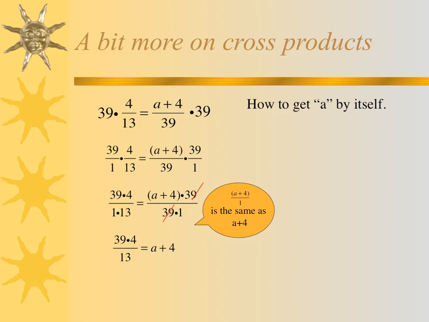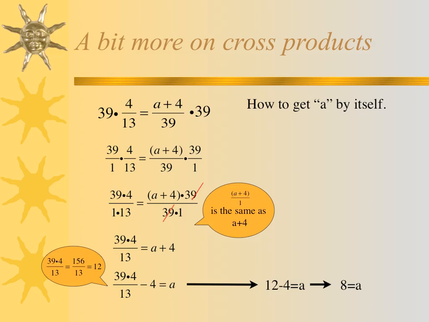Next, I can simplify the left-hand side of this equation. I could do that, but I could also subtract 4 from both sides. So now I've got a all by itself if I subtract 4 from both sides. Then I can simplify the fraction part. I can take the 39 times 4 on the top, that gives me 156, and divide it by 13, and that gives me 12. So this expression simplifies to 12 minus 4 equals a, and I know that 12 minus 4 is 8. So the value of a that makes our original equation all the way up at the top true is 8.